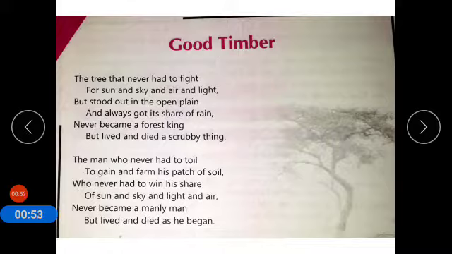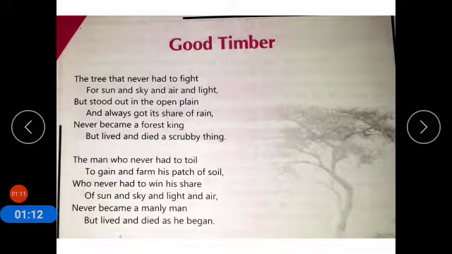This poem uses metaphor, comparing trees to human beings, showing how trees and strong men are formed through hardships and struggles. It is an inspirational poem. The tone of the poem is very inspirational.